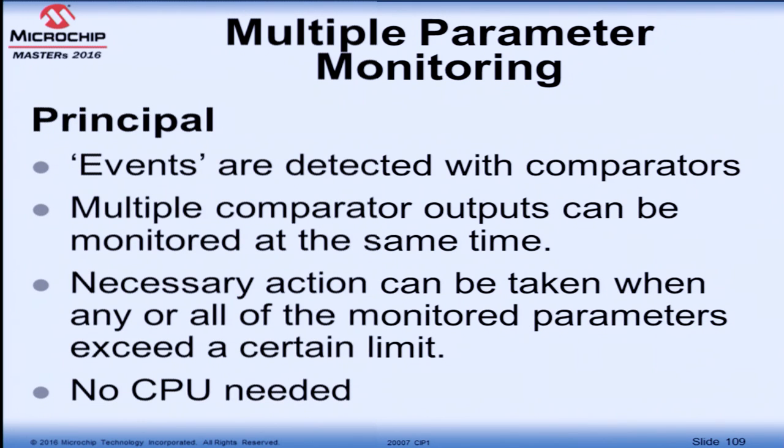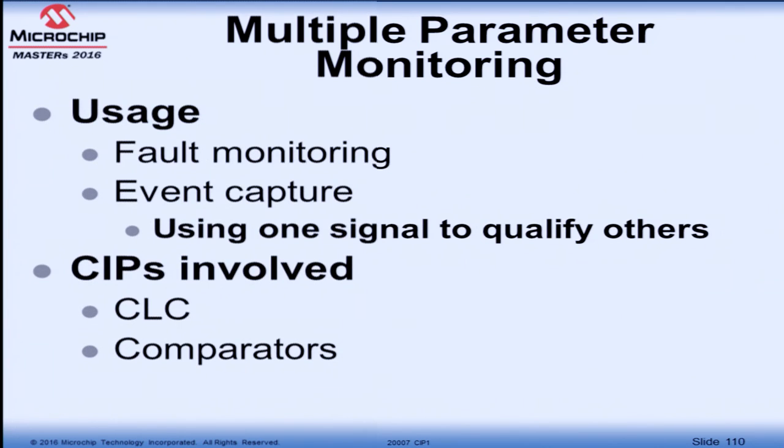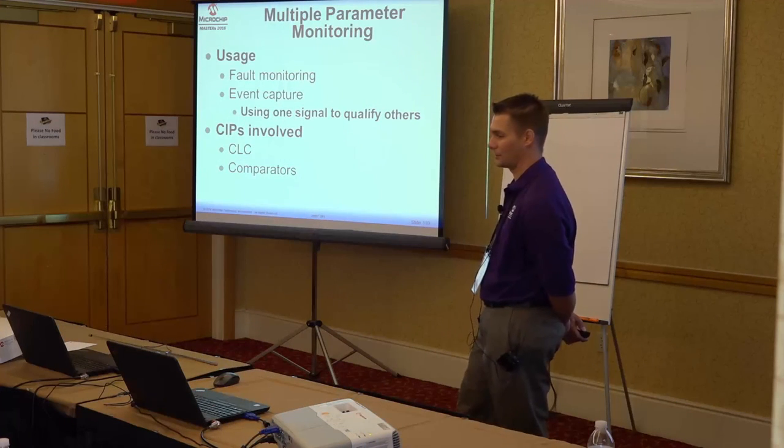So how does this work? We're going to use a comparator to detect an event, and we can use more than one, and we can take necessary action when we see one of the parameters exceed a limit. This type of system is used in fault monitoring. It could be used for event capture, to qualify a signal with another. And again, we're going to use the CLC combined with the comparator to implement it.